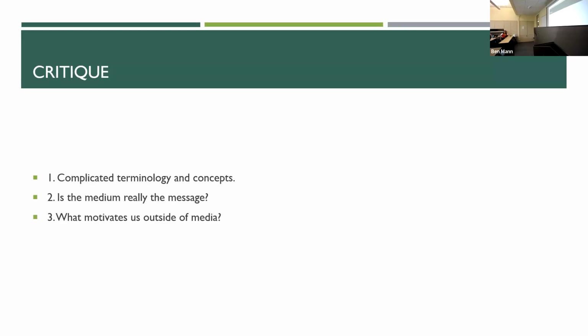So there's critique of this theory and critique of the way that McLuhan kind of vaguely talks about how the medium is the message. And then lastly, what motivates us outside of media? Again, this is a theory that suggests that media has a lot of power to impact our environment, the way that we think about experiences. But it's also true that we engage in interpersonal relationships, we participate outside of the use of media.